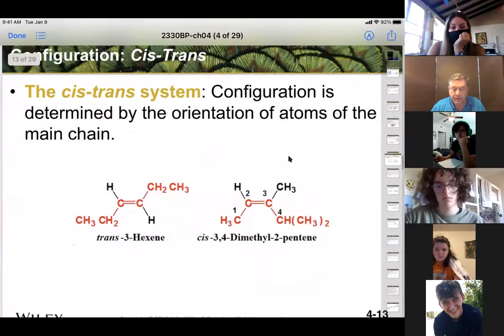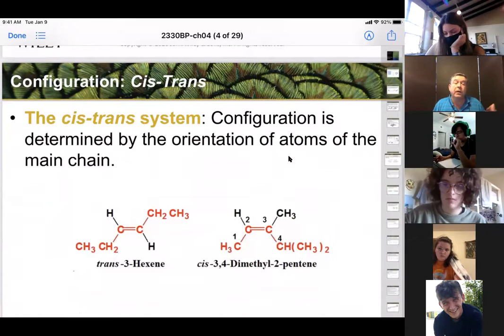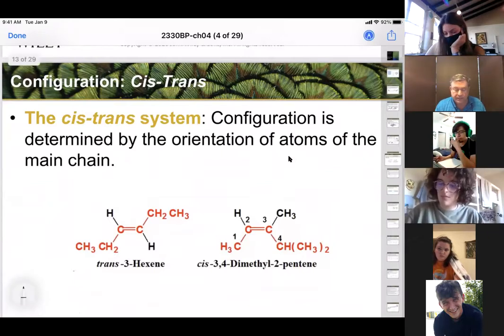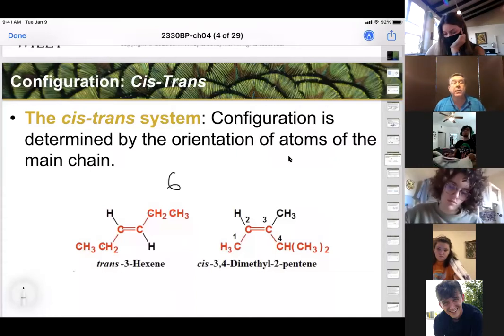Now, in alkenes, we showed that if you had two different groups on there, you have that cis-trans configuration. So we have to show that in our system where we have our double bond somewhere in the middle. In this case, we have 1, 2, 3, 4, 5, 6 carbons in our parent chain, so that gives us hexene. If we numbered it this way, it'd be 1, 2, 3. If we numbered it this way, it'd be 1, 2, 3. So our lowest number for the alkene carbon is 3. So we have 3-hexene.